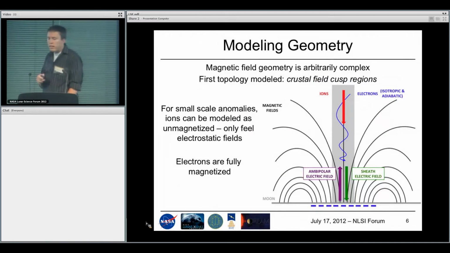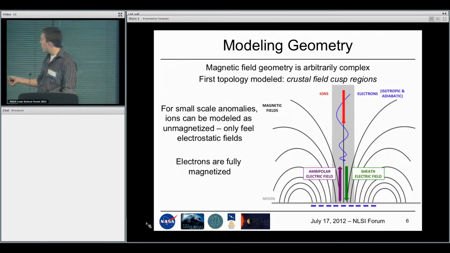Now, the modeling that I'm doing uses a particle-in-cell approach, where we're tracking individual electrons and ions in this region. I show here a very cartoonized version of a magnetic dipole, and the results I'm showing today are looking at the cusp region, the region where you have open field lines into the solar wind. We have ions from the solar wind that kind of lumber right in. They're unmagnetized. We also have electrons, shown in blue, that are both magnetized and also feel the electrostatics.